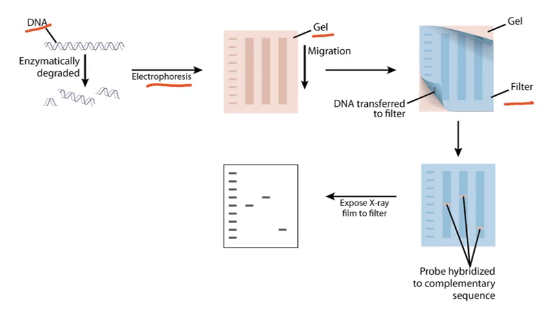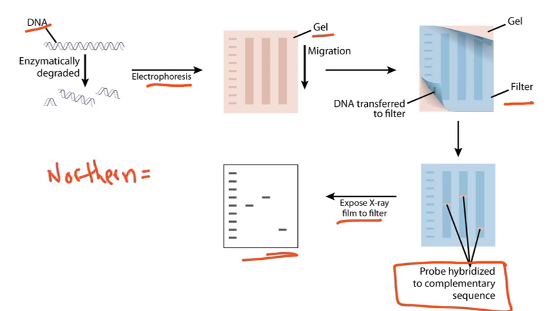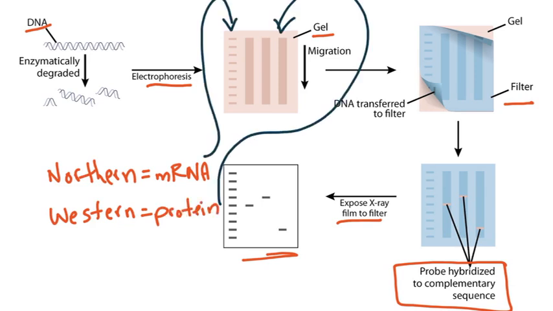A radiolabeled DNA probe, which you can see right here, is then added to the filter, which binds to any complementary strands of DNA. The filter is exposed to X-ray film and then visualized by what is known as an autoradiogram, which you can see right here. Northern and western blot procedures are similar, but in a northern blot, the gel will contain mRNA, and in a western blot, the gel will contain protein.